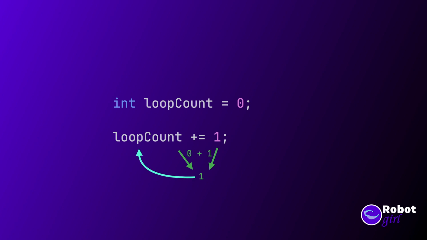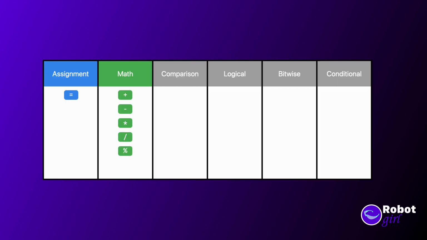Adding or subtracting 1 to a variable has an even shorter version. You can shorten this to just loop count plus plus. If you need to count down, you can write loop count minus minus. Just remember that the 1 is built into these special cases. If you need to add or subtract a value other than 1, you'll need to use a longer form.